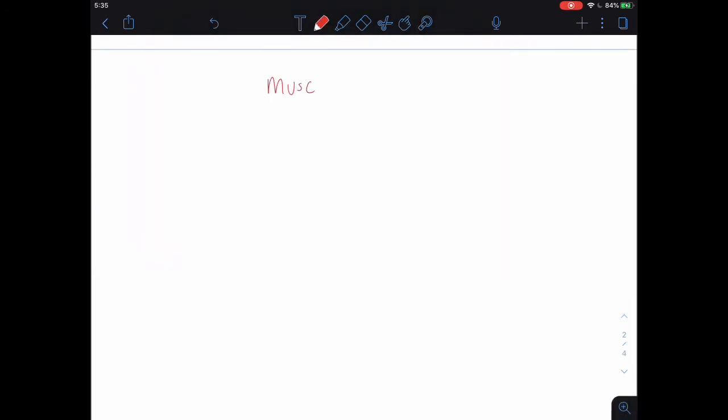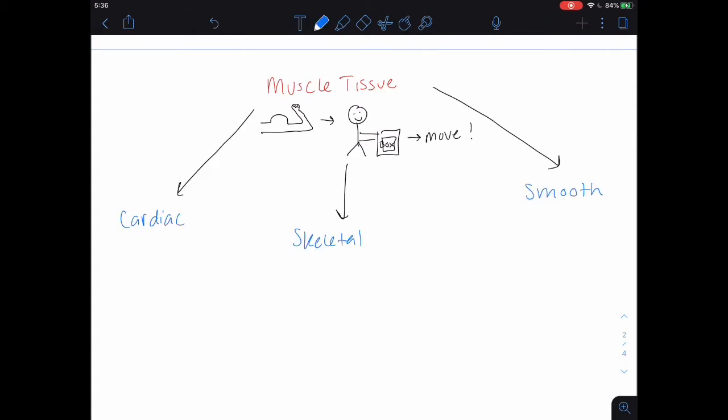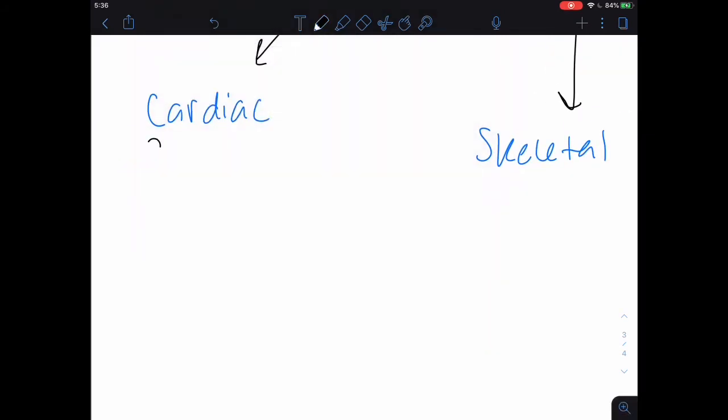Now moving on to muscle tissue. You can think muscles help you lift and move things. So muscle tissue for movement. We can continue our flowchart to cardiac, skeletal, and smooth.